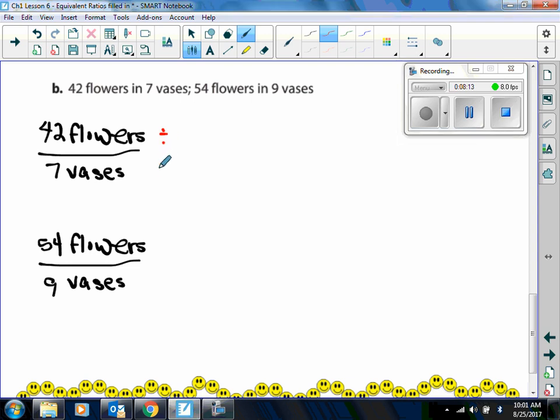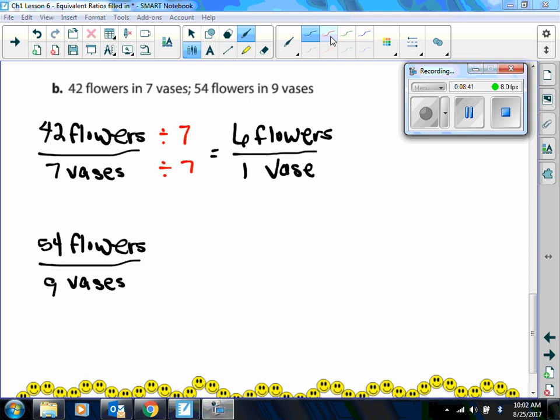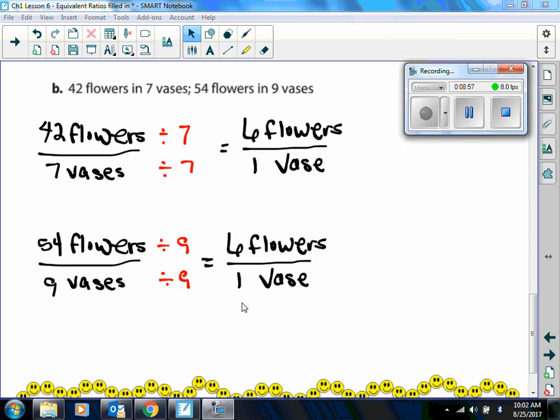So for the first one, we're going to divide by 7. Very good. And when we do that, we end up with, very good, 6 flowers in 1 vase. And then for the second rate, we're going to divide by 9. Very good. And here we will end up with 6 flowers in 1 vase. So our unit rates are equal, so that means that the original ratios are equivalent. Very good. Or the original rates are equivalent.